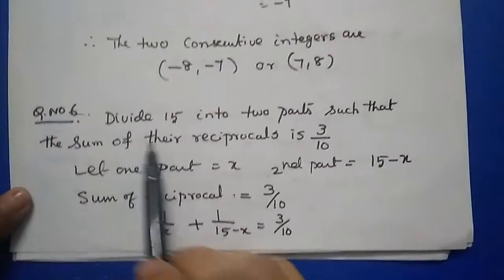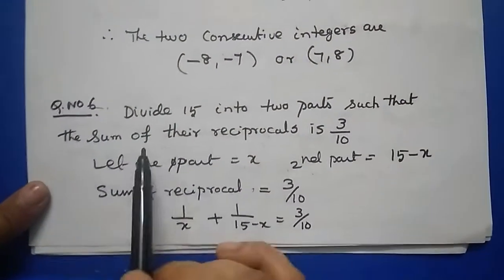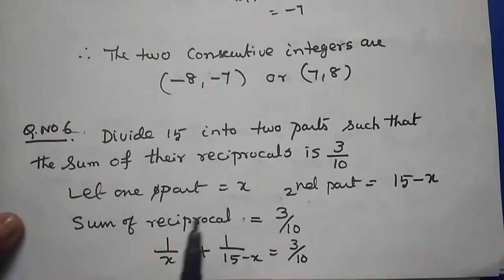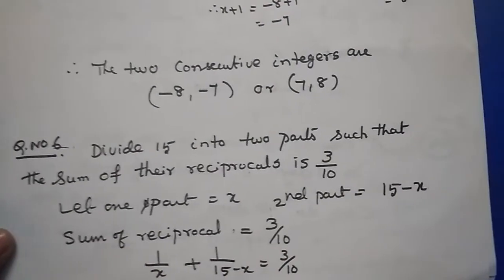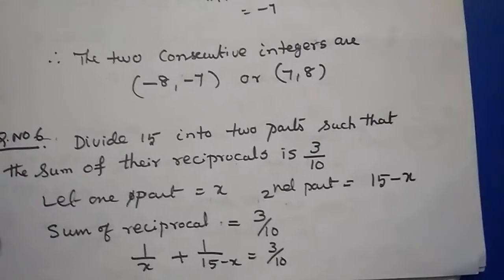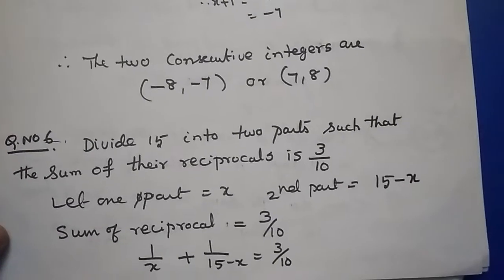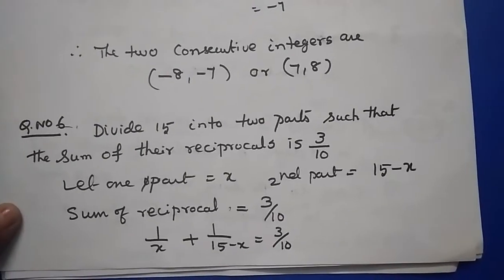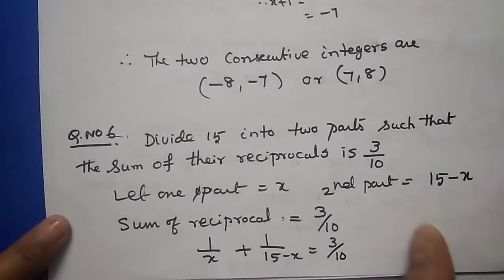Come to question number 6 in the same exercise. Divide 15 into two parts such that the sum of their reciprocals is 3 by 10. Let one part be x, and the second part 15 minus x. The sum of the reciprocals is equal to 3 by 10. Reciprocal means 1 by x plus 1 by 15 minus x is equal to 3 by 10.